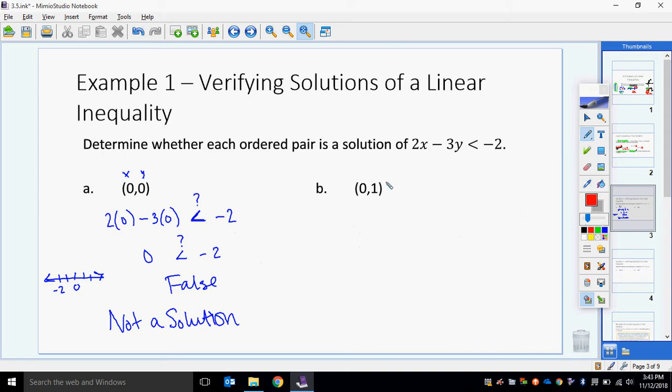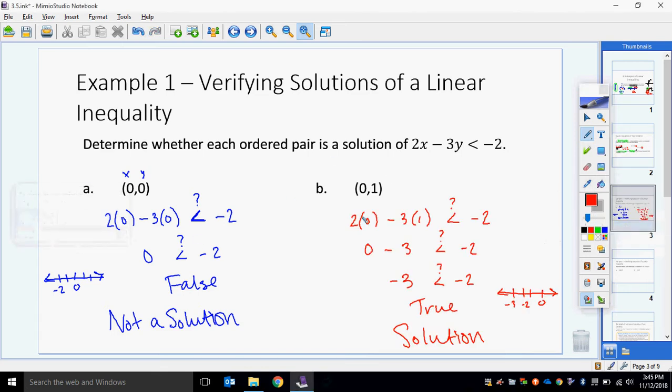Go ahead and see for me, is (0, 1) a solution? Okay, if we would have got a number here like negative 10, is negative 10 less than negative 2? Yep, it sure is. It's going to be a solution. So I want you to plug this in. If it's a true inequality, it is a solution. If it's a false inequality, it's not a solution.